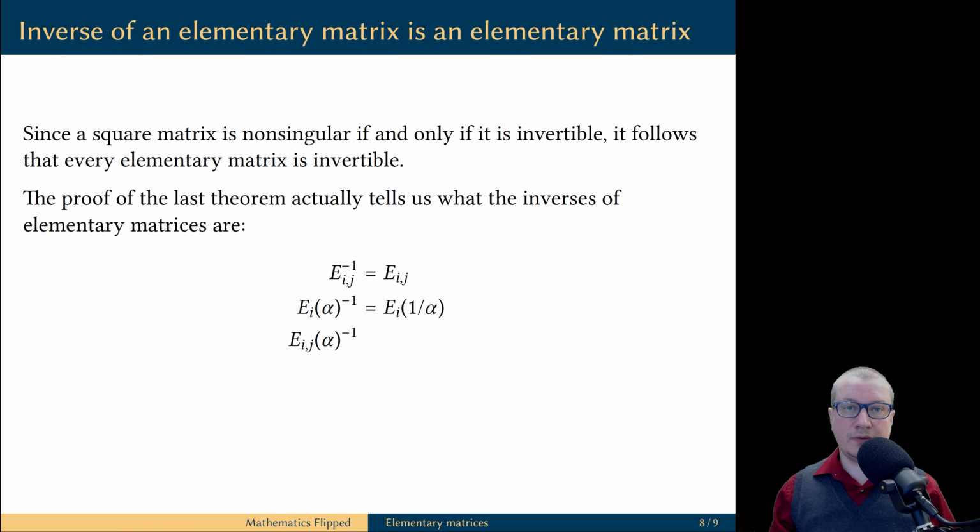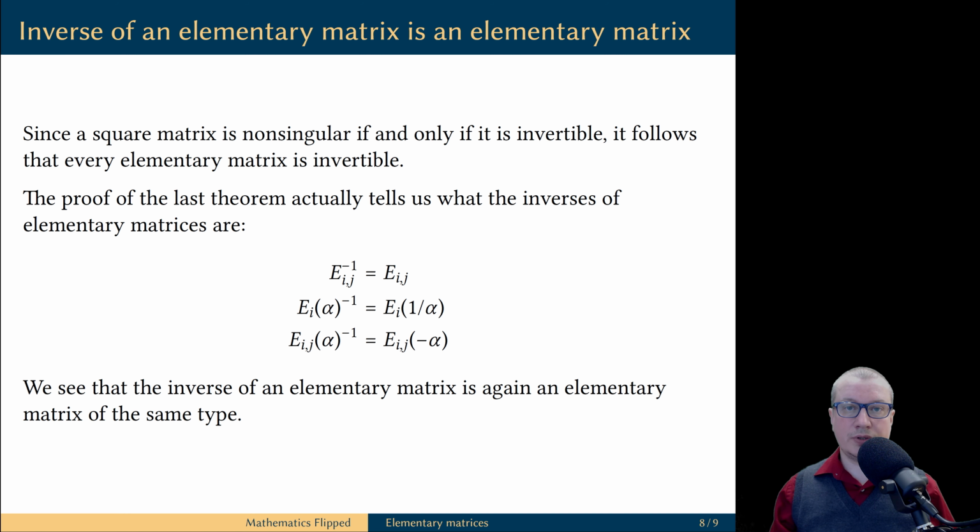And the inverse of an elementary matrix which was obtained from the identity by multiplying row i by alpha and adding the result to row j is the elementary matrix which is obtained from the identity matrix by multiplying row i by negative alpha and adding the result to row j. So this shows that not only are all elementary matrices invertible, but also the inverse of each elementary matrix is again an elementary matrix. Moreover, it is an elementary matrix of the same type.